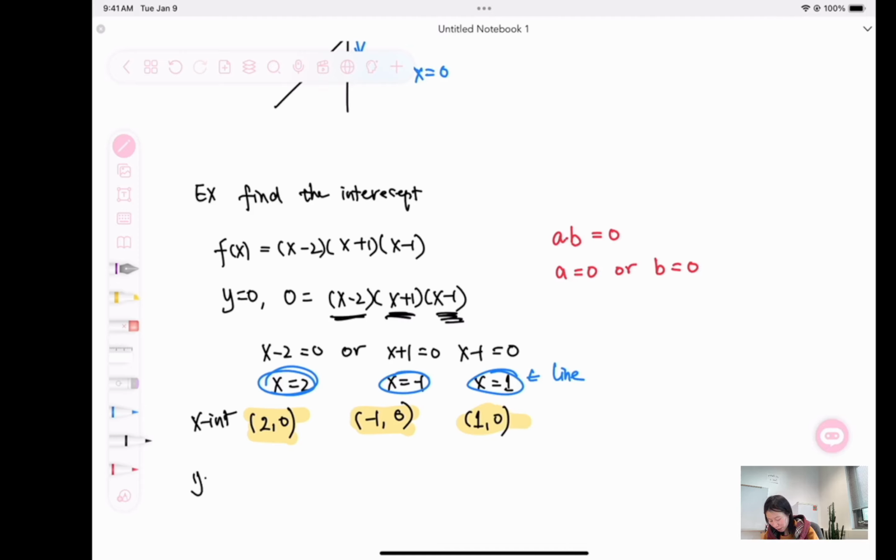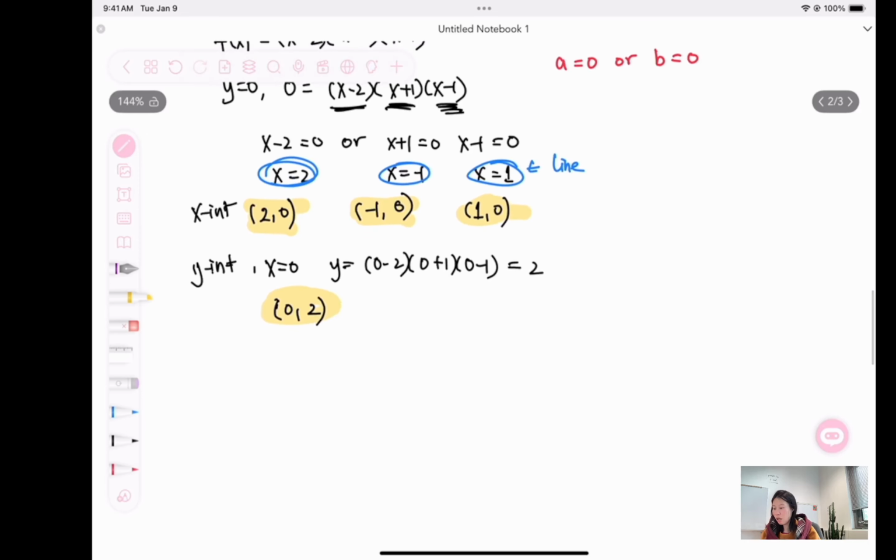We still need to find the y-intercept. The y-intercept is when x equals 0. So we have y equals 0 minus 2 times 0 plus 1 times 0 minus 1. So we have 2. That means our y-intercept is (0, 2). Again, this is a point, so you need to write it in point form.